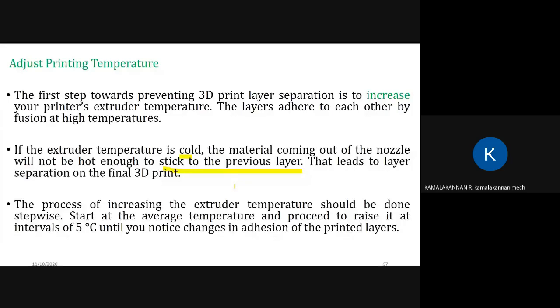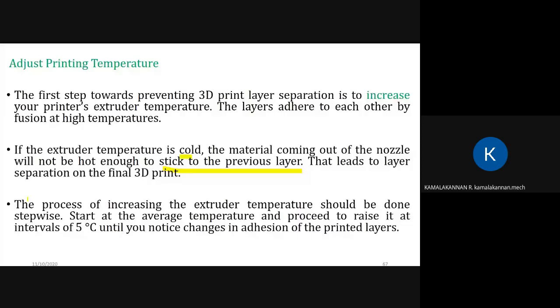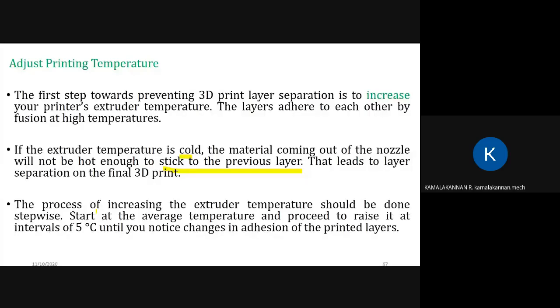If the extruder is cold... In material manufacturing, when you pour molten metal from the furnace, it has to be poured within 0 to 30 seconds. More than that, what happens? The molten metal starts to solidify. After 30 seconds, the output won't be good. There might be a chance of forming defects.